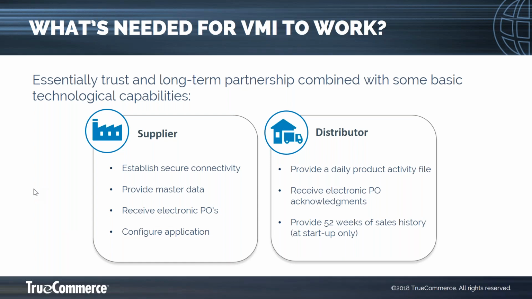Then you will need to have some basic technological capabilities. On the supplier side, you will need to be able to establish secure connectivity. You will need to provide us with your master data. You will need to be able to receive electronic purchase orders, and you will need to help us, at least at the beginning, to configure the application. We did not talk about customized application. We talk about configuring it simply.